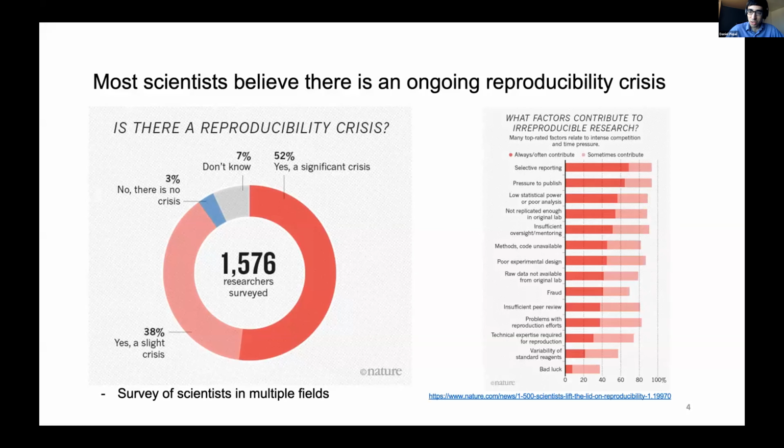And when they're polled further to try and figure out why they believe this, there's a list of factors as to why studies might not be reproducible. Relevant to today's talk is that the methods and code are unavailable.